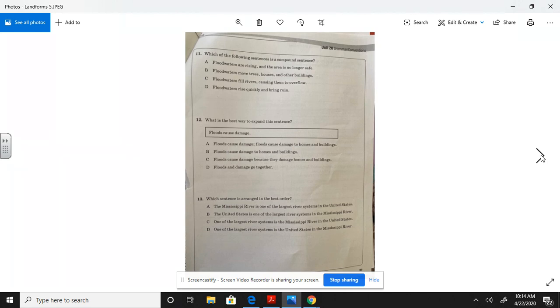Floods cause damage. Where? To who? Floods cause damage to homes and buildings. And that's not a correct use of that semicolon there. Those would be two separate sentences. Floods cause damage to homes and buildings. Ding, ding, ding. And number 13, which sentence is arranged in the best order? And the answer is A. The Mississippi River is one of the largest river systems in the United States.